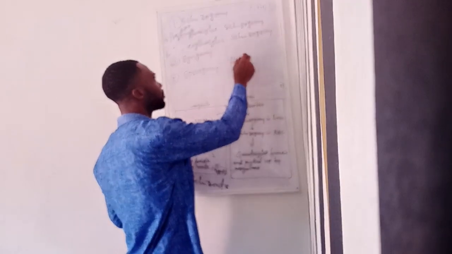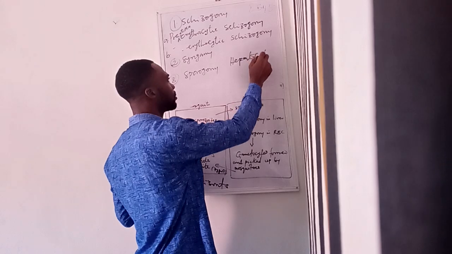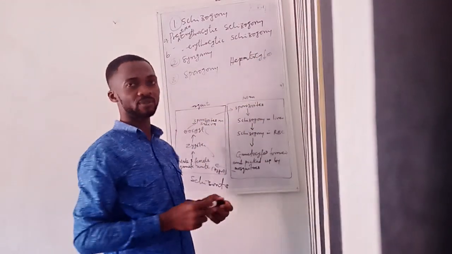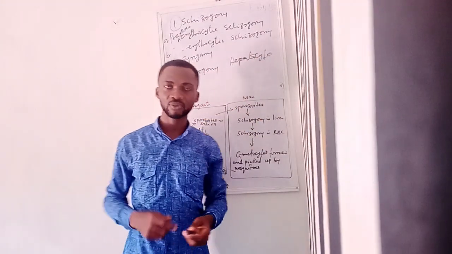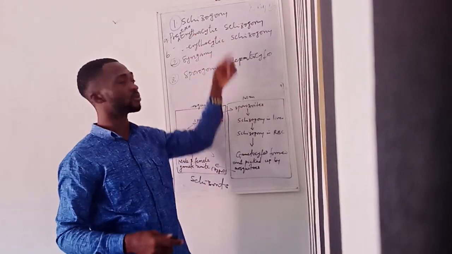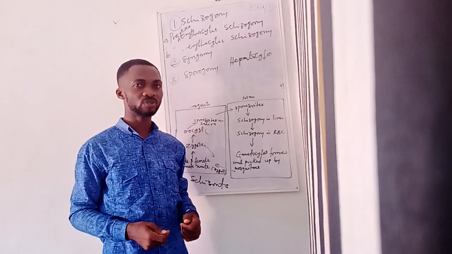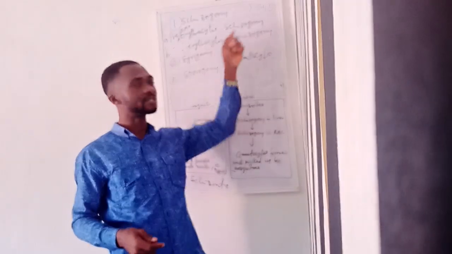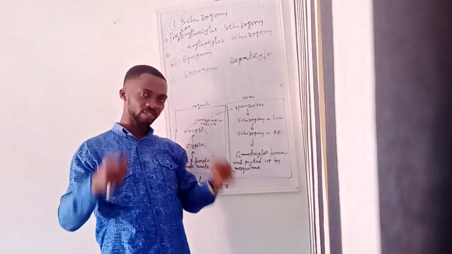Hepatocyte. What do I mean by hepatocytes? I mean the liver cells. The hepatocytes are called the liver cells. So this kind of schizogony that occurs in the liver cell is called pre-erythrocytic schizogony. So it means outside the red blood cell.